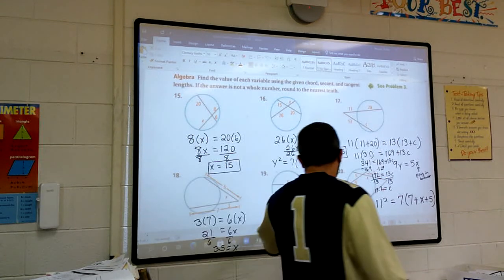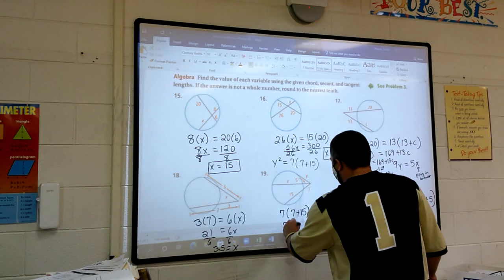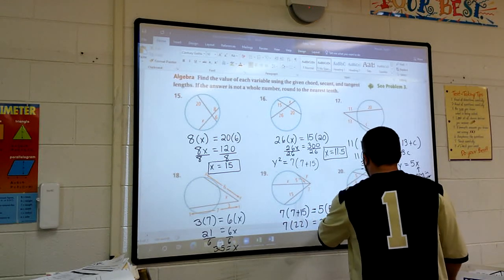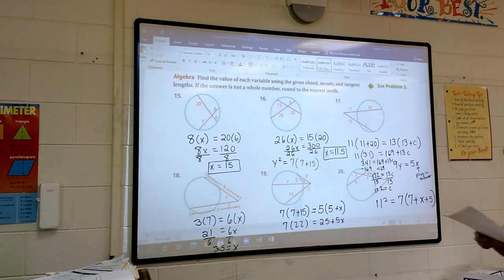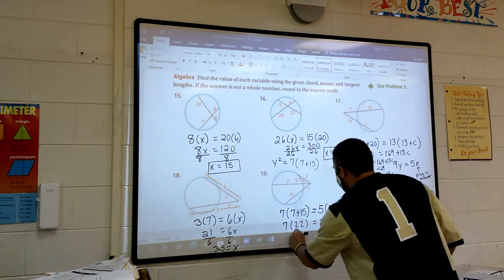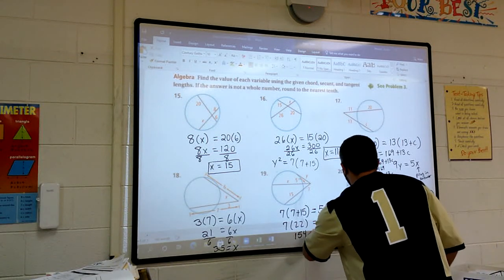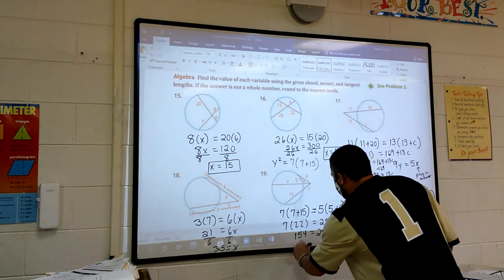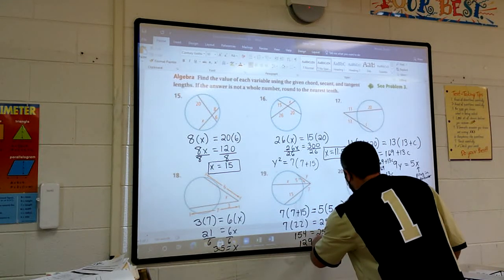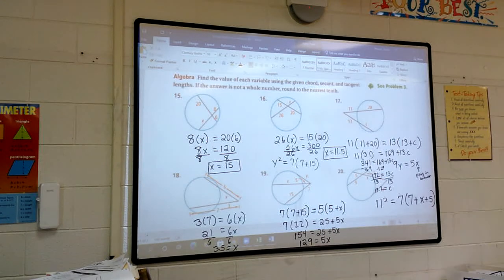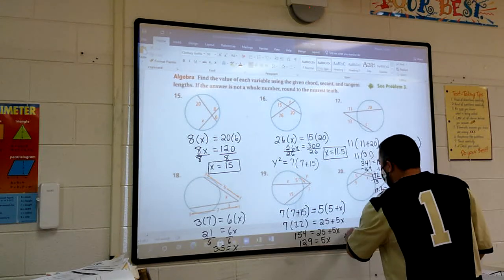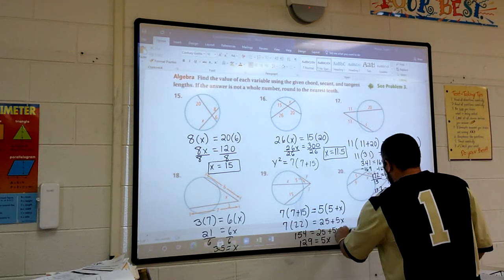Here, I could say this is 7 times 22, and this is 25 plus 5x. And I just need to find what 7 times 22 is. That's 154 equals 25 plus 5x. And now I can subtract 25. So I get 129 equals 5x. Again, I'm going to get a decimal because I'm going to divide by 5. So I get a decimal, it's like 25.8. So x equals 25.8.